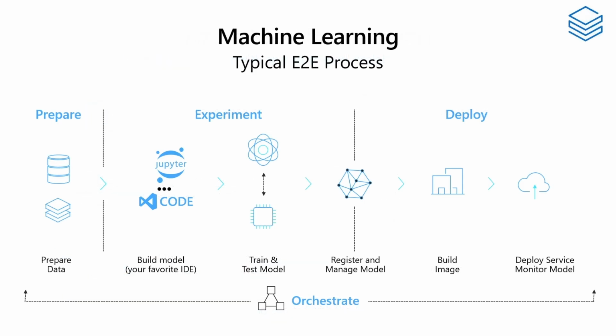To level set, let's look at a typical machine learning lifecycle process. And this could be just one representation. There are other variants of this as well, as you know. You first prepare data and use feature engineering techniques to get data to a state from which you can start building a model using an IDE of your choice. Training and testing a model includes experimentation as you're trying to arrive at the right model.